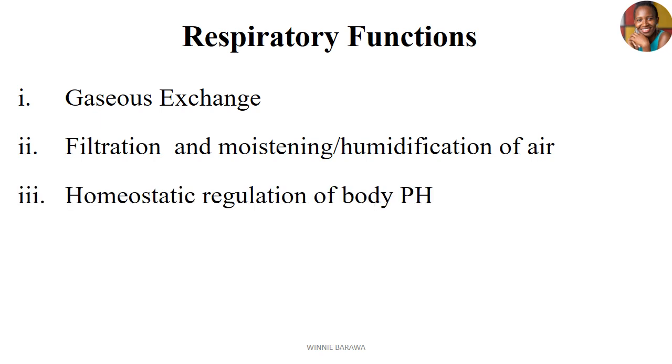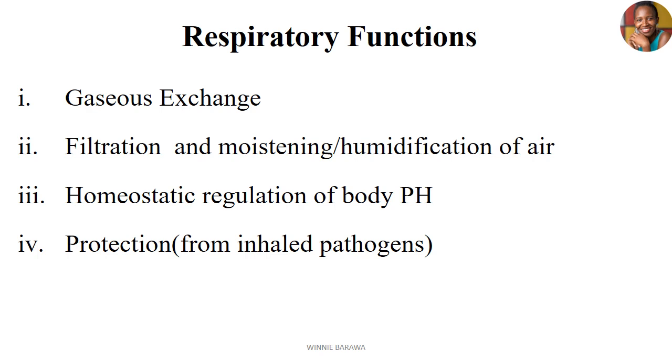There's control of pH, or homeostatic regulation of our pH. Respiration itself is like a buffer mechanism that helps us to regulate the pH, that is the acidity or alkalinity of our blood. So when our respirations are low, we are told it carries the risk of acidity or high carbon dioxide concentration in the blood. To prevent this, we ensure that we have proper ventilation and proper gaseous exchange to balance the pH within the range.